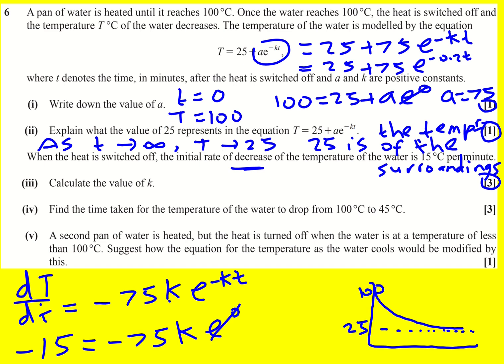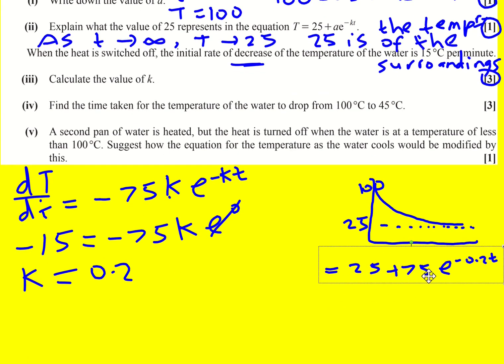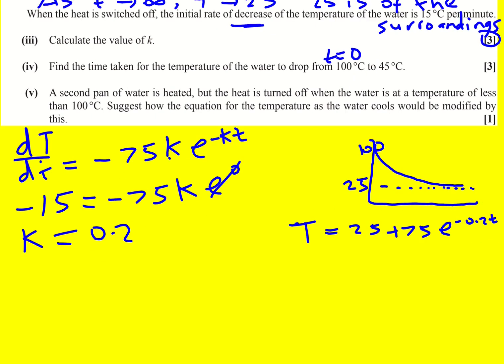Find the time. Actually, I'm going to bring this down here. Right, part 4. Find the time taken for the temperature of the water to drop from 100 degrees to 45 degrees. So we know it's 100 at the start when t equals 0. I want to find the time at which it's 45 degrees. So I can set T equal to 45, and the only unknown then is little t.